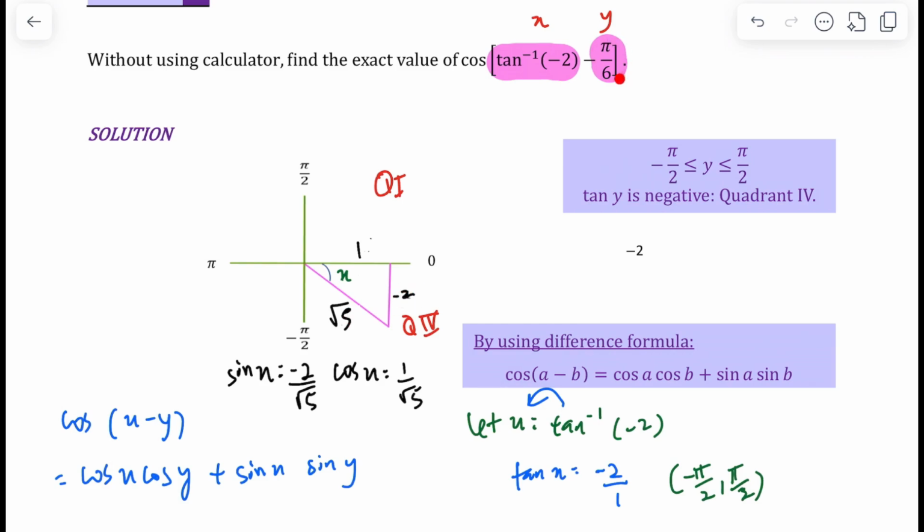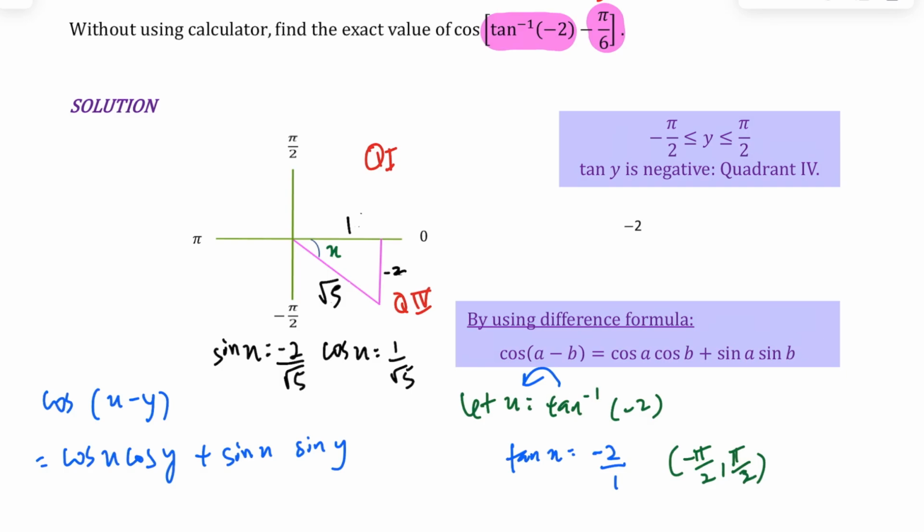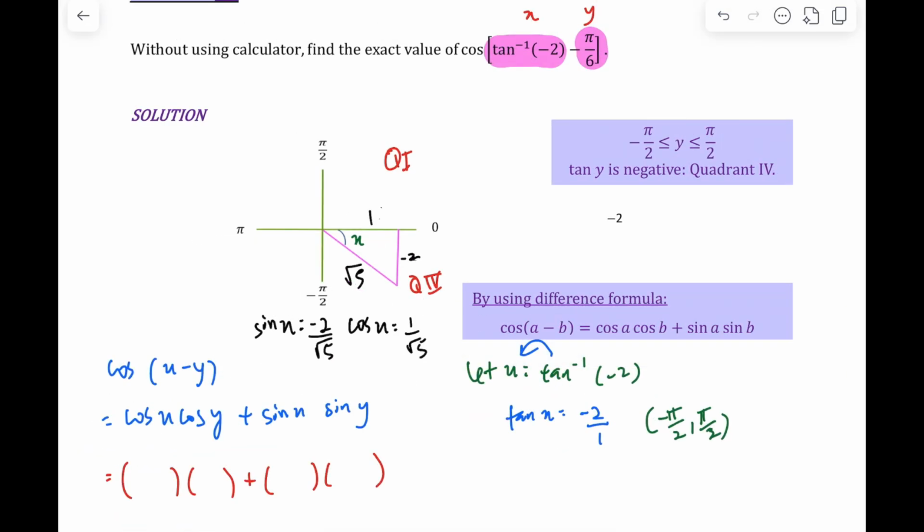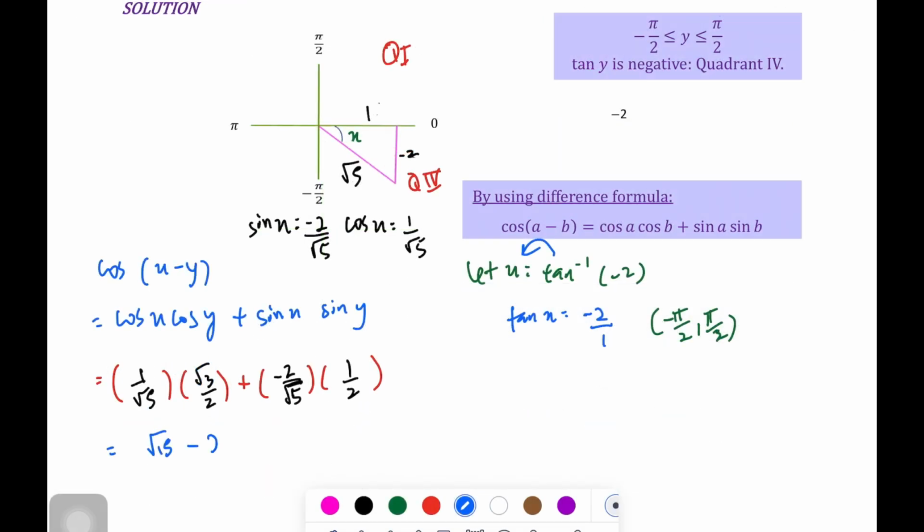Next, let's look at your y. Your y is already simple, pi over 6. So just let it be like that. So now let's fill in all of our values. First of all, cos x, 1 over root 5. Next is cos y, so cos pi over 6, which is root 3 over 2. Next, you want sin x. Sin x is -2 over root 5. And then you want sin y, sin pi over 6, which is 1 over 2. So just solve whatever value you have here using calculator. So this is your answer.